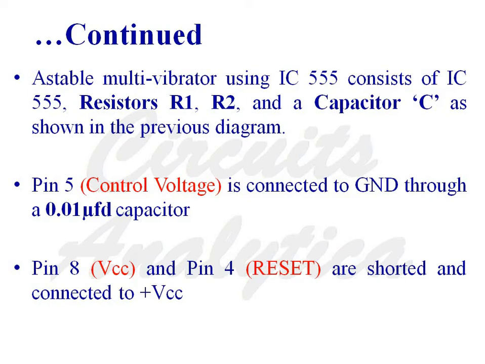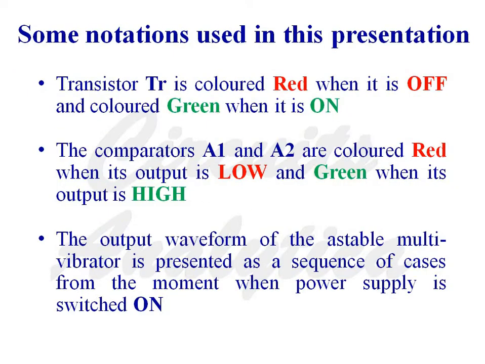Astable multivibrator using IC555 consists of IC555, resistors R1, R2 and C as shown in the diagram. Some notations used in this presentation. Transistor TR is colored red when it is off and it is colored green when it is on. The comparators A1 and A2 are colored red when its output is low and green when its output is high. The output waveform of the astable multivibrator is presented as a sequence of phases from the moment when power supply is switched on.